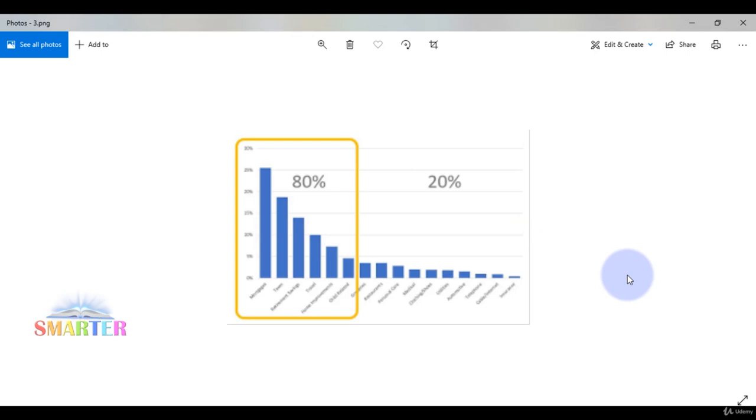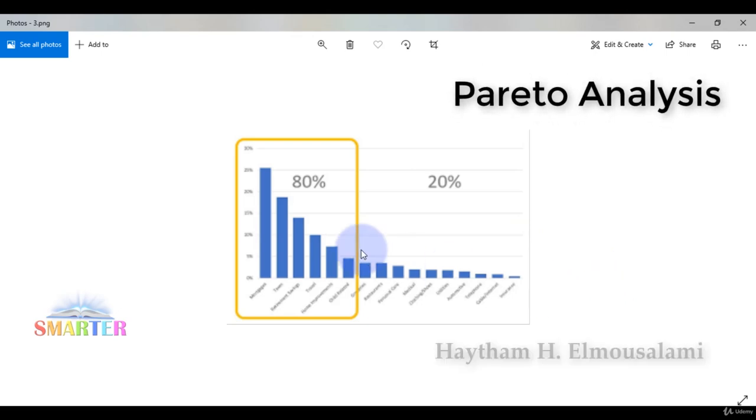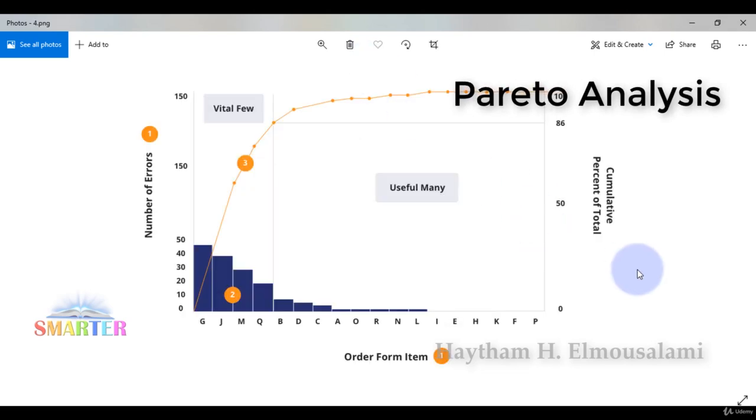So here in this chart there are many components, and we will focus on the 80% of these components. This is Pareto analysis. There are two types of items: 80% items and 20% items. Here is another example. There are again two types of items: 80% items and 20% items. The question is, how can we get the 80% items?